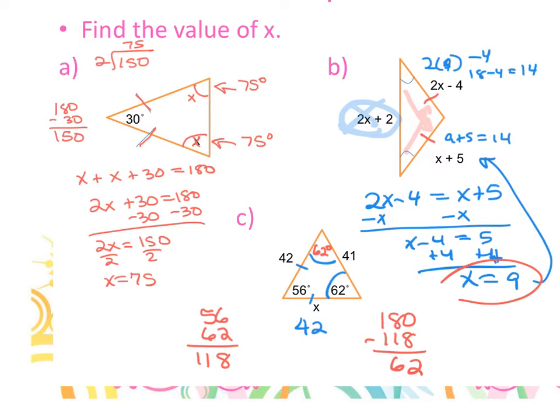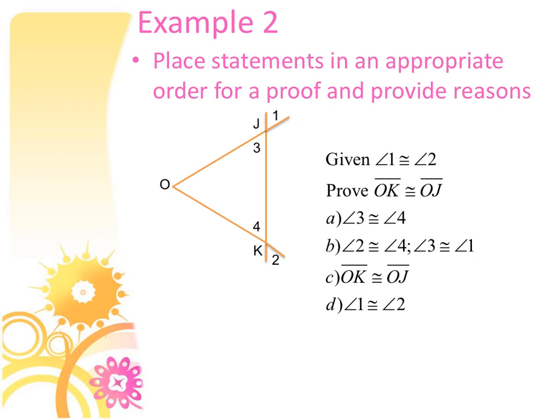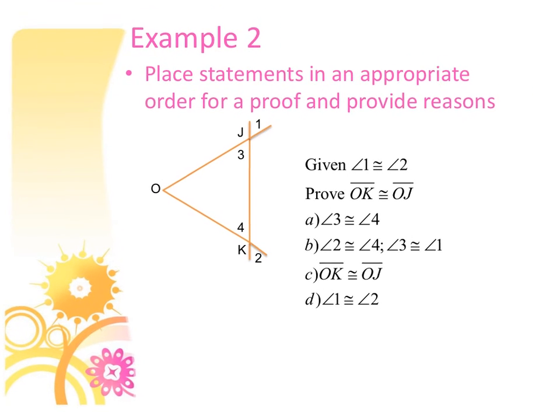All right, everybody good? Let's try example 2. Now, this one, they're giving us the statements for our proof on example 2. We've got to put them in the correct order and then come up with the reasons. So basically, we're writing a proof, but they've given us the statements. We just got to organize them. So here is our figure. It wants us to place the statements in an appropriate order for a proof and provide reasons.